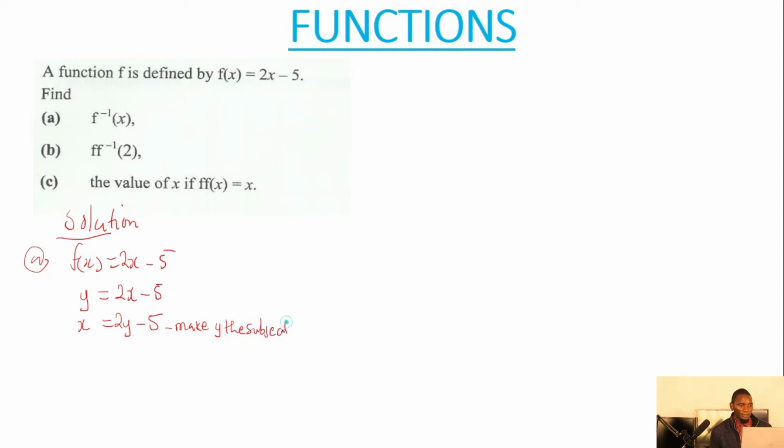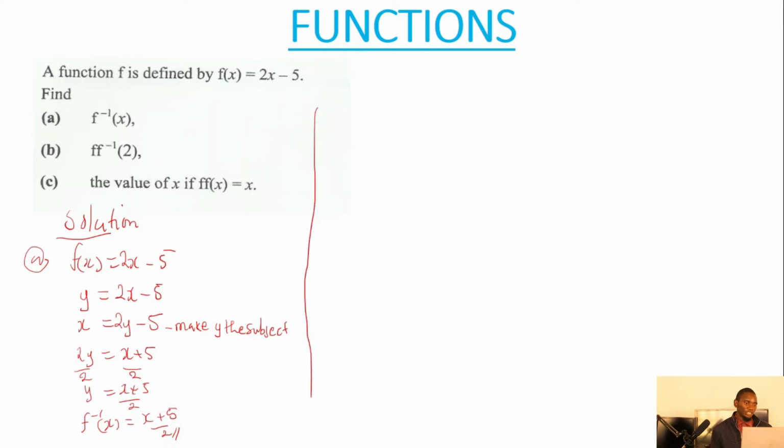You have to make y the subject, which is 2y is equal to x plus 5. Then you divide by 2, you divide by 2. Then your y is equal to x plus 5 over 2. So once you do this, it means that this now is your function inverse of x. So this will be your final answer. So this is how you find the inverse when they ask you to.